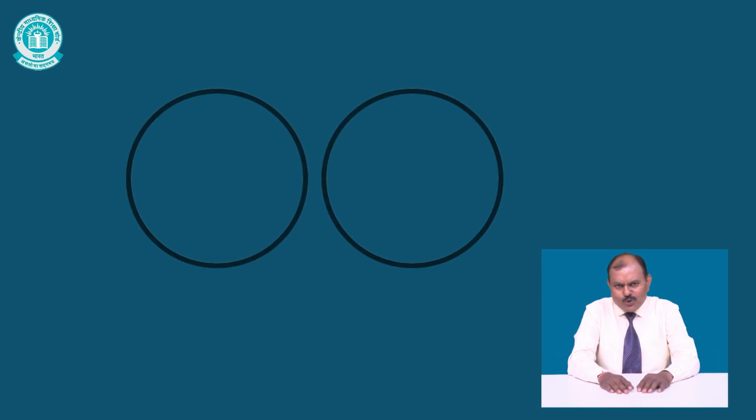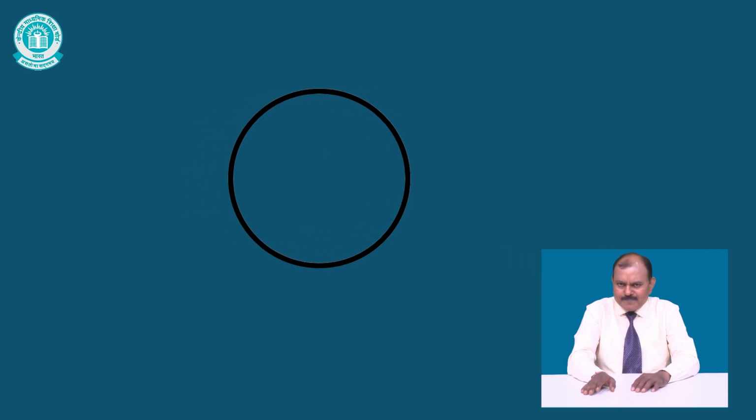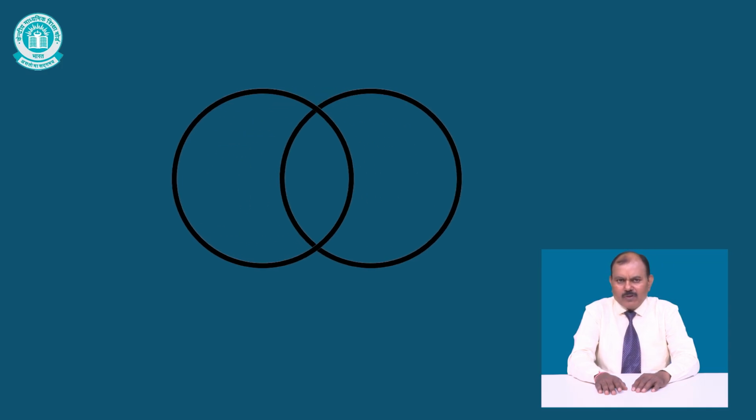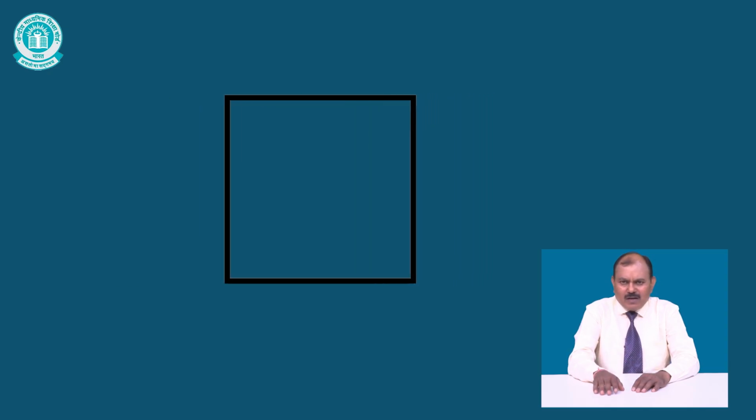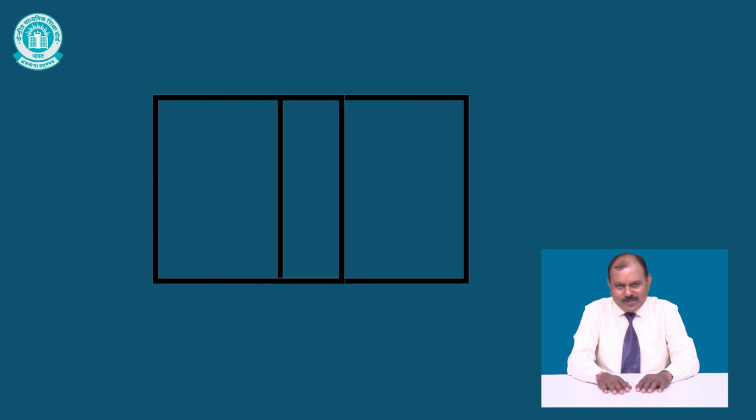Let us draw two circles of the same radius and place one on the other. What do we observe? They cover each other completely, and we call them congruent circles. Let us place one square on the other with sides of the same measure. We observe that the squares are congruent to each other.